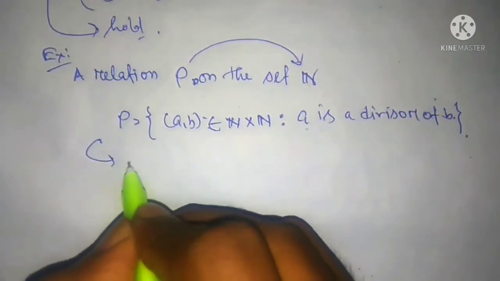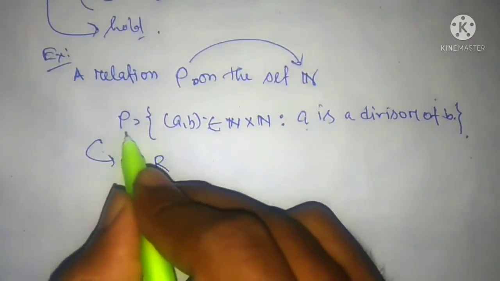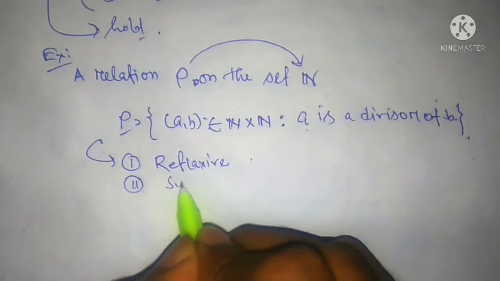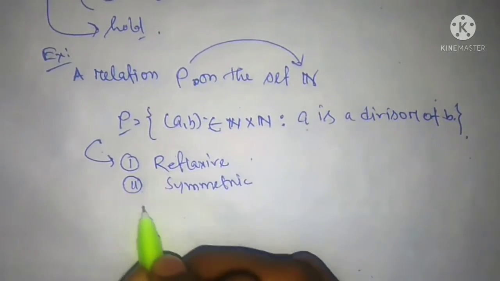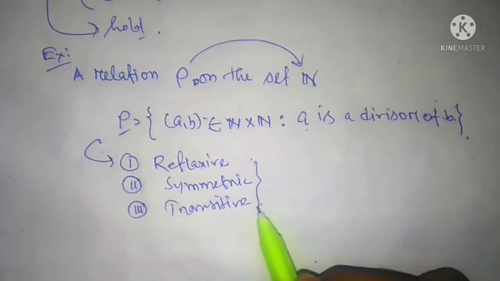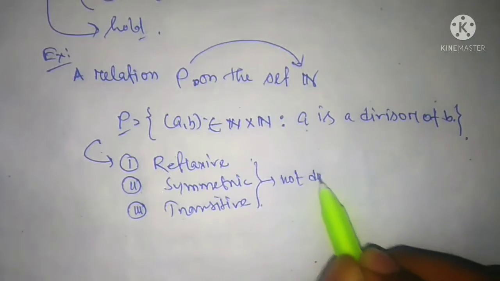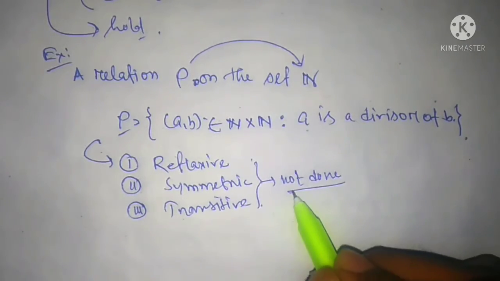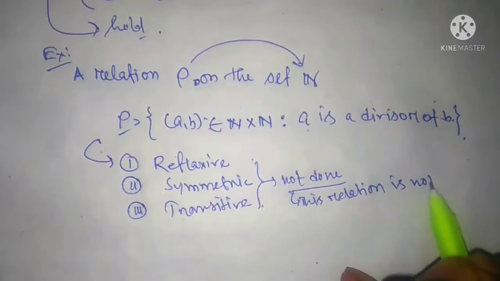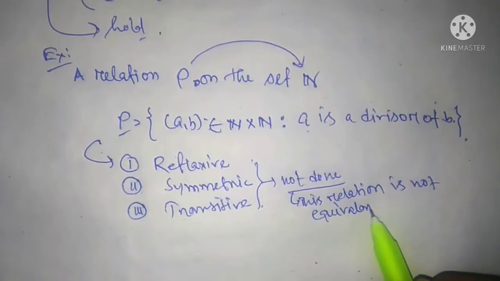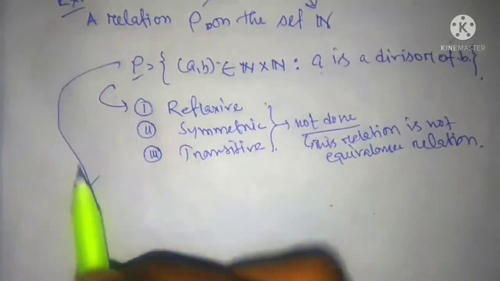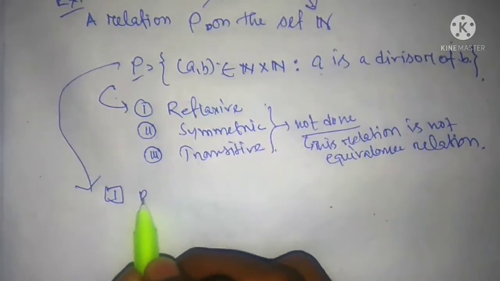So what we have to show is whether the relation is reflexive or not, symmetric or not, and transitive or not. If one of these does not hold, we say that this relation is not an equivalence relation. Okay, so is this an equivalence relation? Now first we check reflexive.